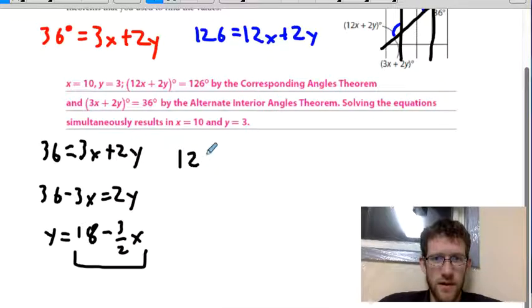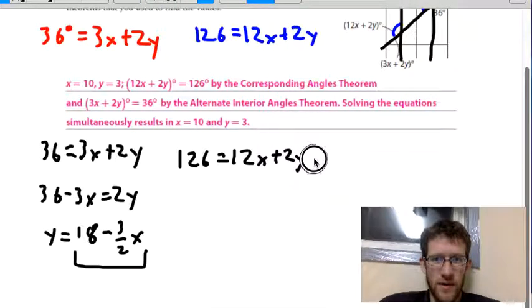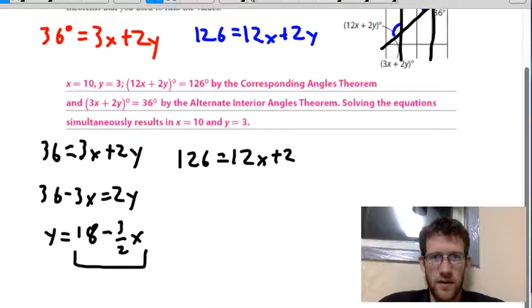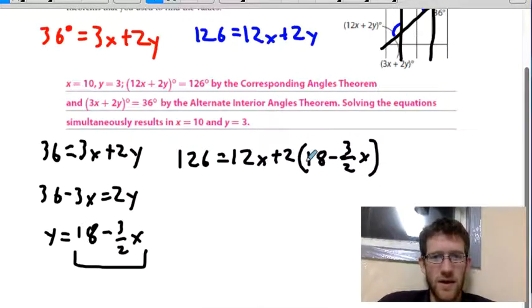So it's going to start with 126 equals 12x plus 2y. But wait a minute, I want to get rid of this y, right? So I'm just going to erase it here. And I'm going to put in parentheses here whatever I put in here. So this was 18 minus 3 halves x. But nope, so now we got this big messy thing. But immediately we can distribute this out. We've basically undone what we've done before.